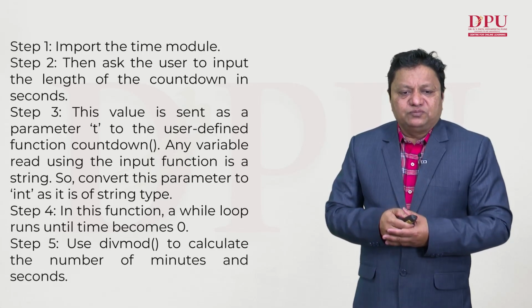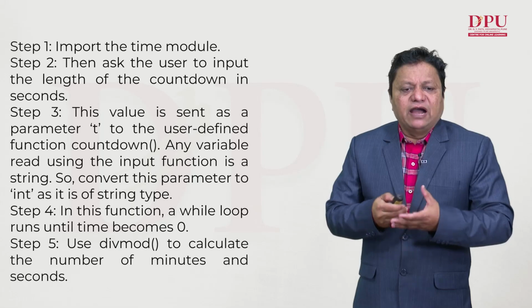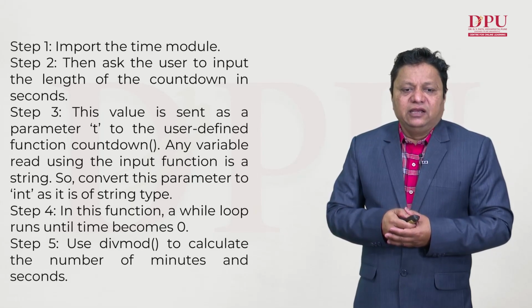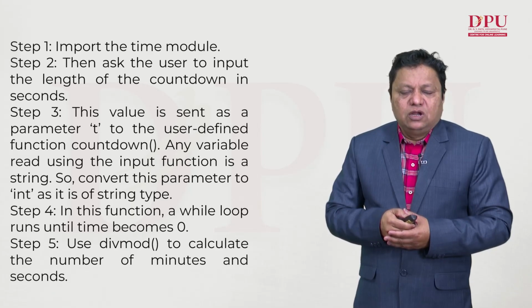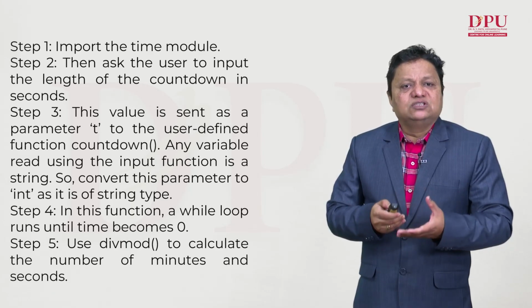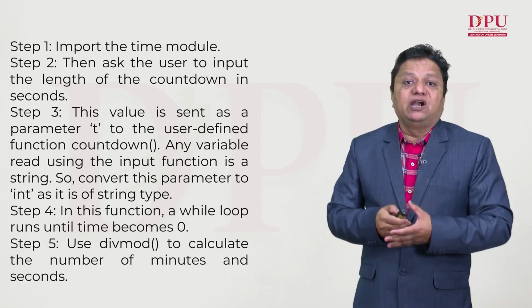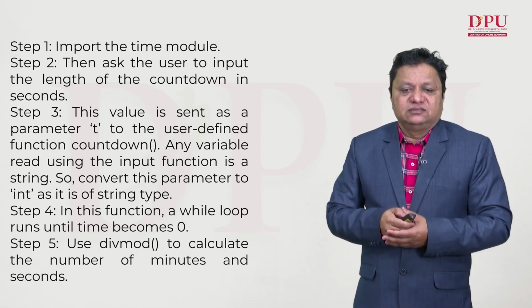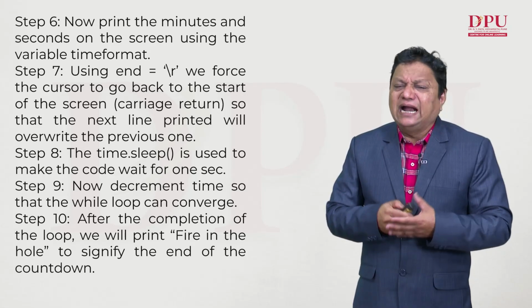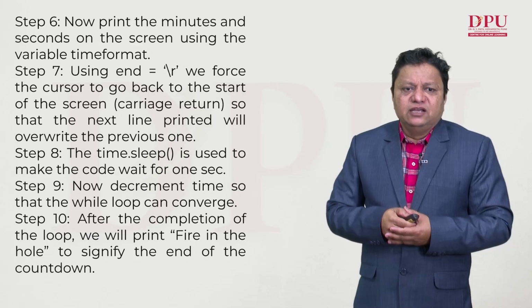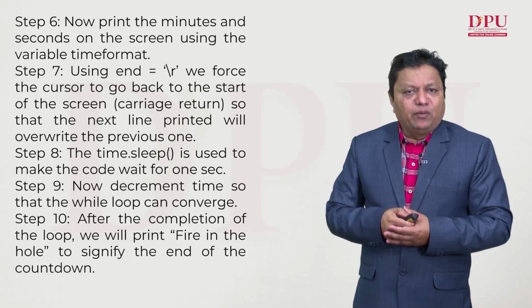Step number 4, in this function a while loop will run until the countdown time becomes 0. Step number 5, use the divmod function to calculate the number of minutes and seconds. Step number 6, now print the minutes and seconds on the screen using the variable time format.